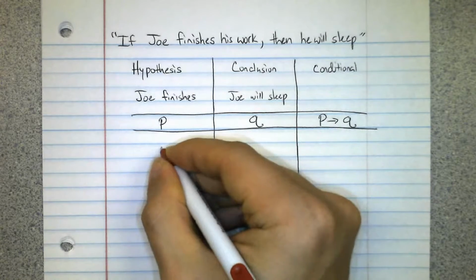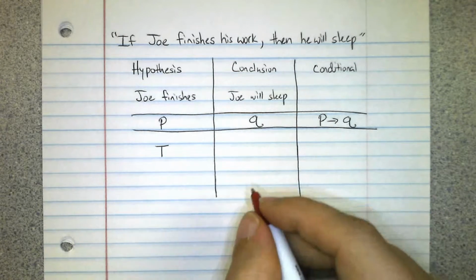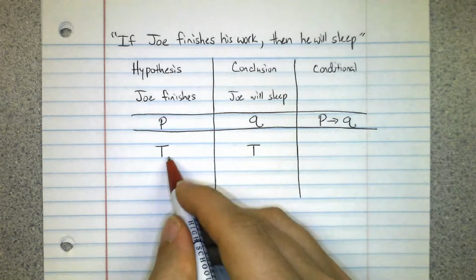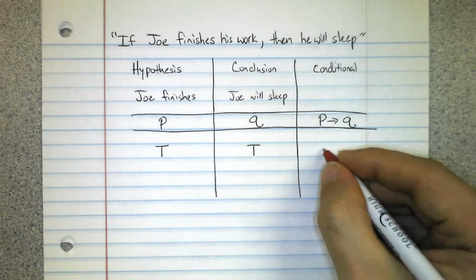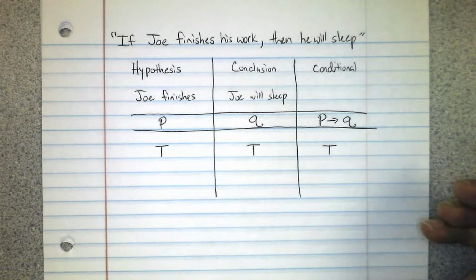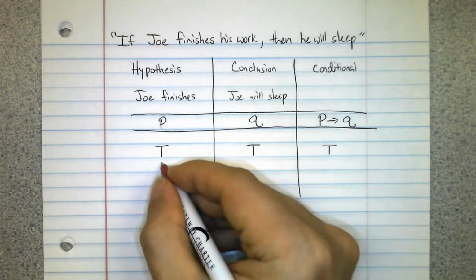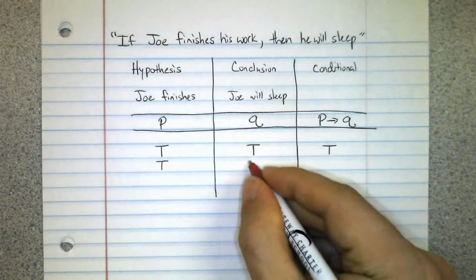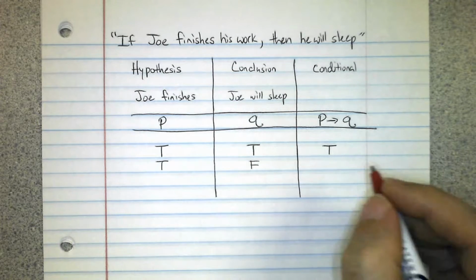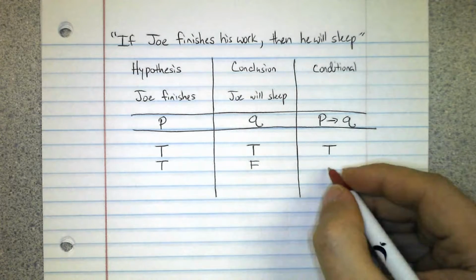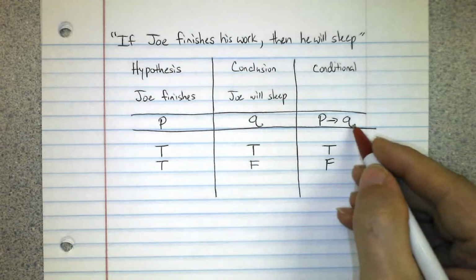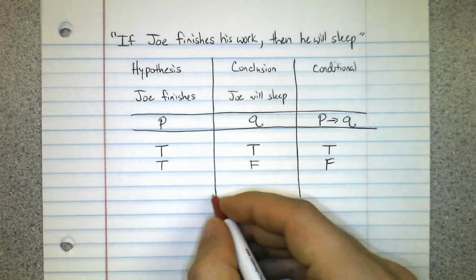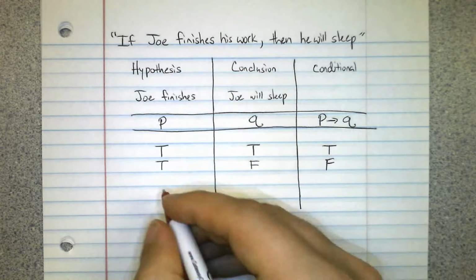So let's say that Joe actually finishes his work, and then afterwards, he does sleep. These both get truth values. If P then Q, it is of course true. Now, if Joe finishes his work, and then he decides not to sleep, so this is false, truth value false. Well, that makes this conditional false. He did finish his work, but he did not sleep. It's false. Now, take a look at what happens here. This is a little bit interesting.